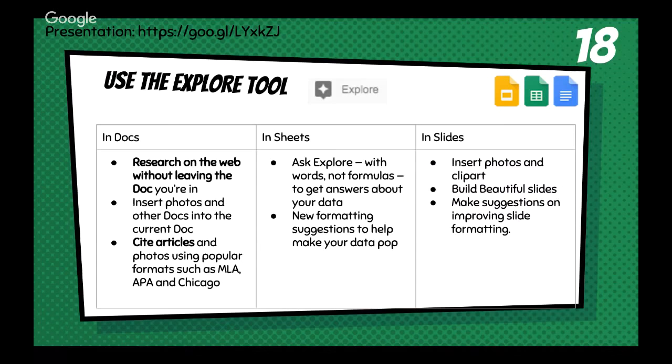In the Docs product, for example, you can actually research on the web without leaving the doc you're in. So you could click on that Explore tool and you could do Google searches. You can cite articles. So if you pull up an article that you want to cite, you can actually cite it using MLA or APA or Chicago style. You can do that right in Docs using that Explore tool. And when you cite the article, it'll get a little footnote that goes at the bottom of your page.